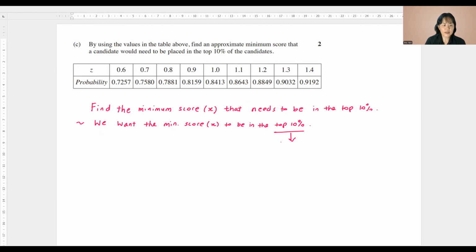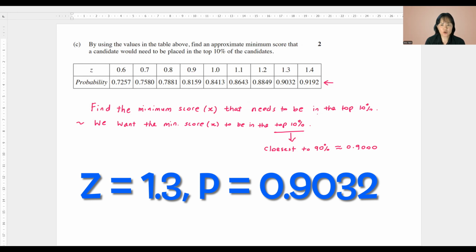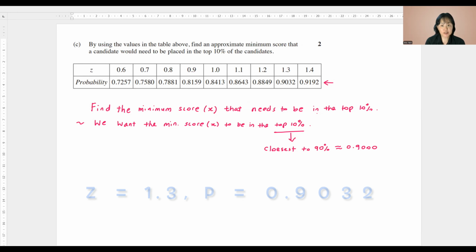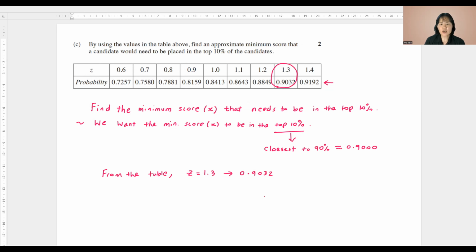This means we need to look for the z-score closest to 90%. So when we look at probability, which one is the closest to 0.9000? I can see that when z-score is 1.3, my probability is 0.9032. That's fairly close to 0.9000 from the table. When z-score is 1.3, my probability is 0.9032, which is 90.32%. So it's very close to 90%.